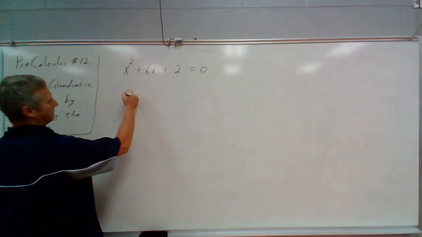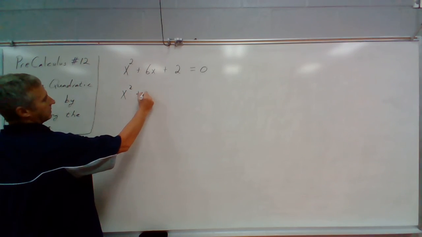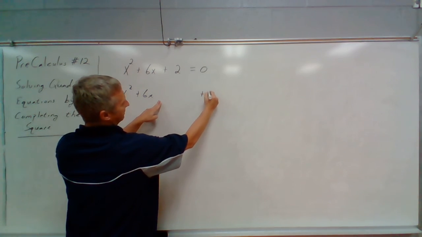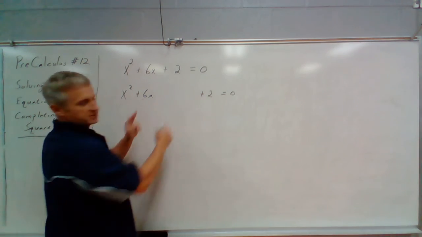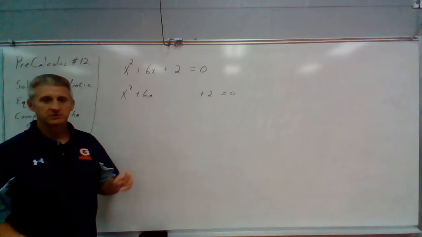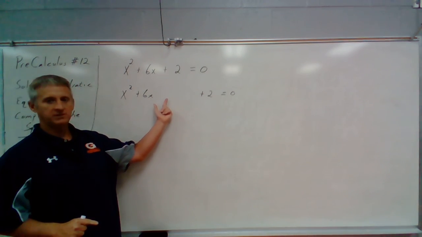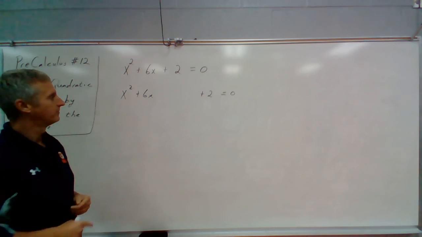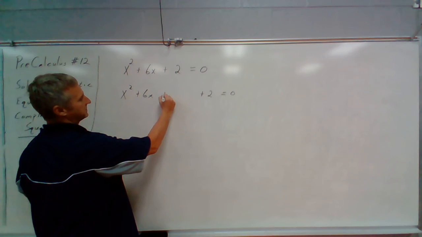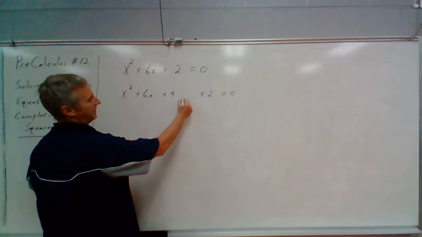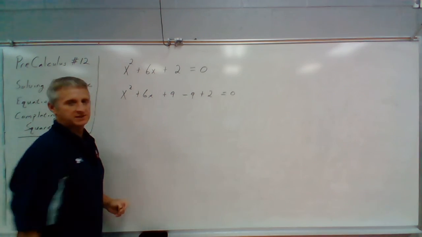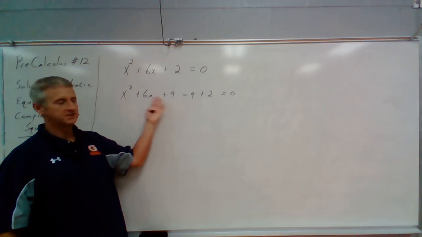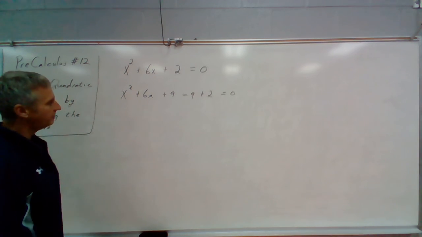Okay, so the first step is I'm just going to move this 2 over a little bit and leave some room right here. All right, so here's the trick. I'm going to add a number in, and I'm going to subtract it right back away. So I'm not really going to change this equation at all. So watch this. I'm going to add 9, and I'm going to subtract 9. I didn't change anything. 9 minus 9 is 0. This is still the exact same equation as it is up here.